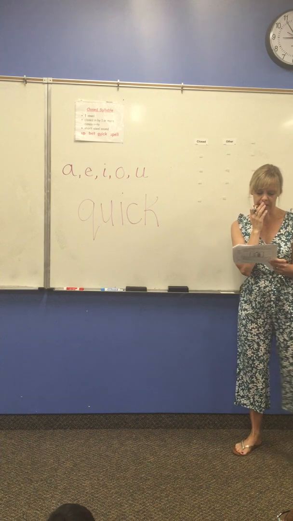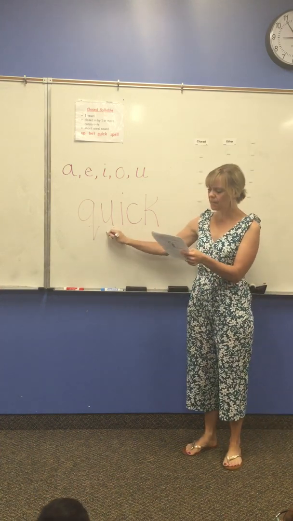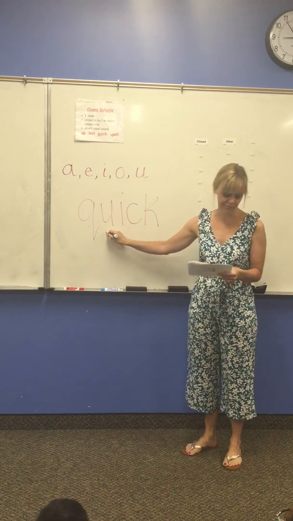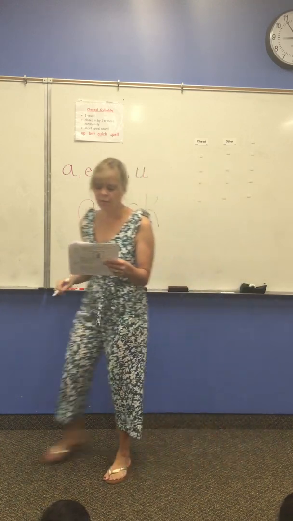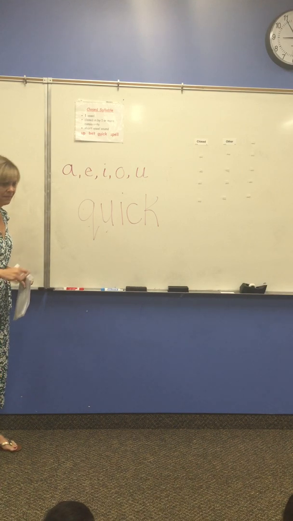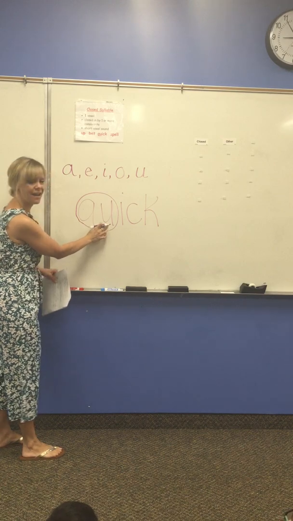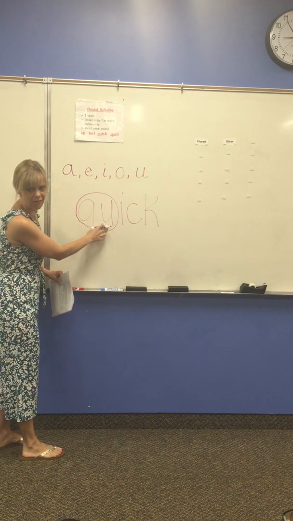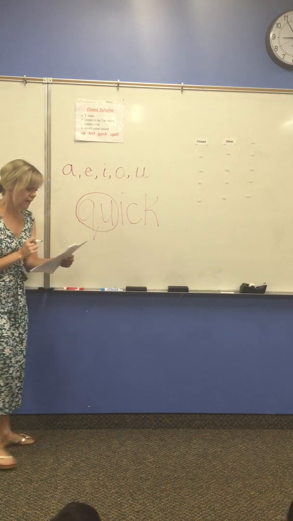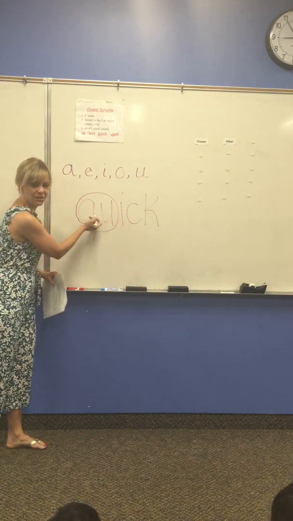Ooh, this one's tricky. Q needs a buddy letter, U. When U is a buddy for Q, U is not acting as a vowel. So we put these two together. It's not an active vowel, it's not a busy vowel, right? So U is not acting as a vowel, it's just a buddy to Q.